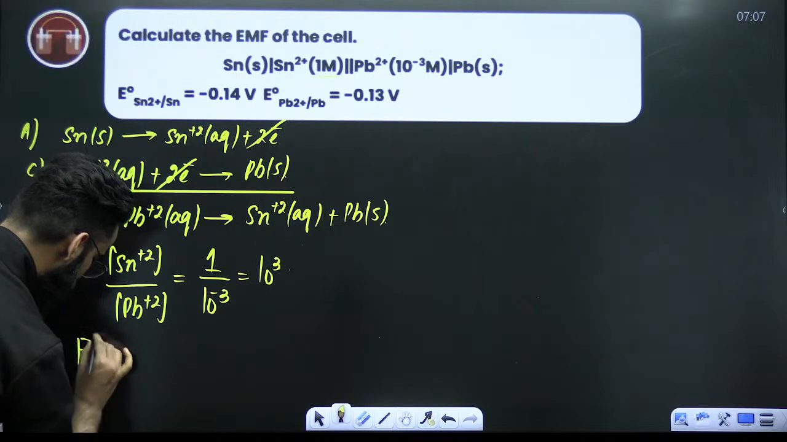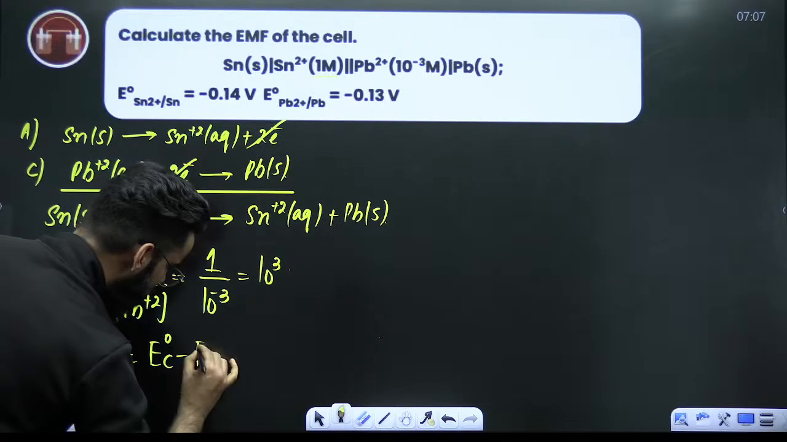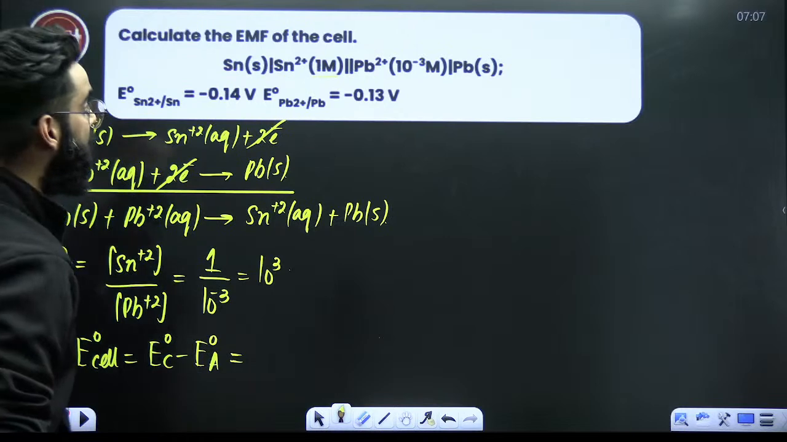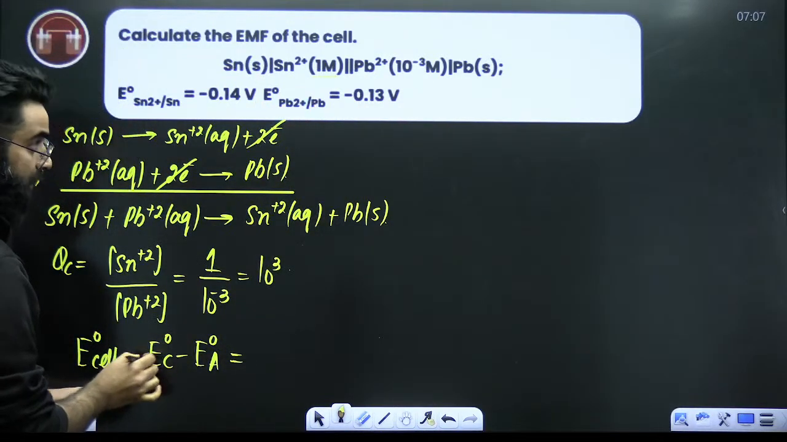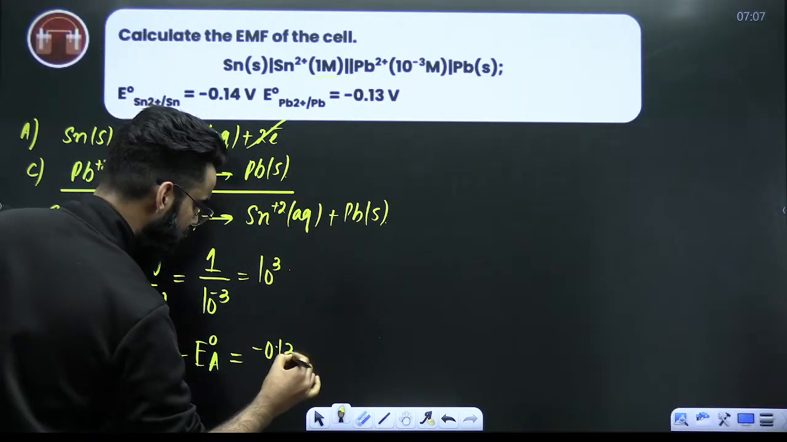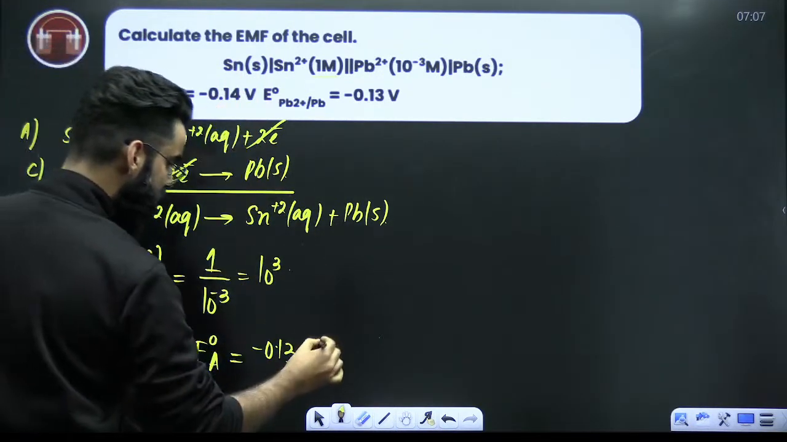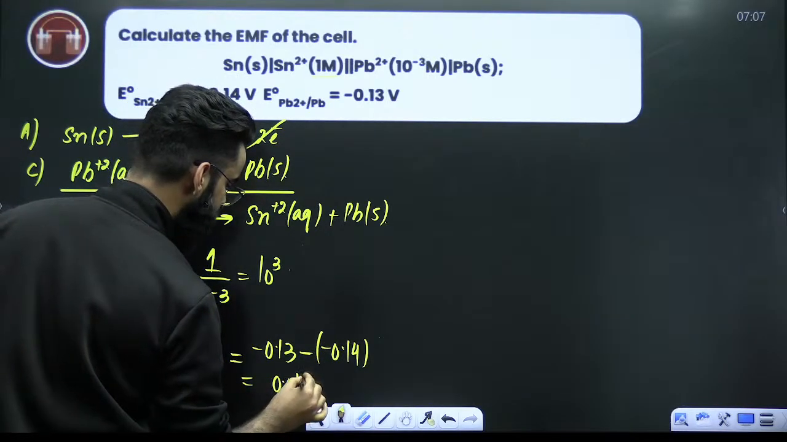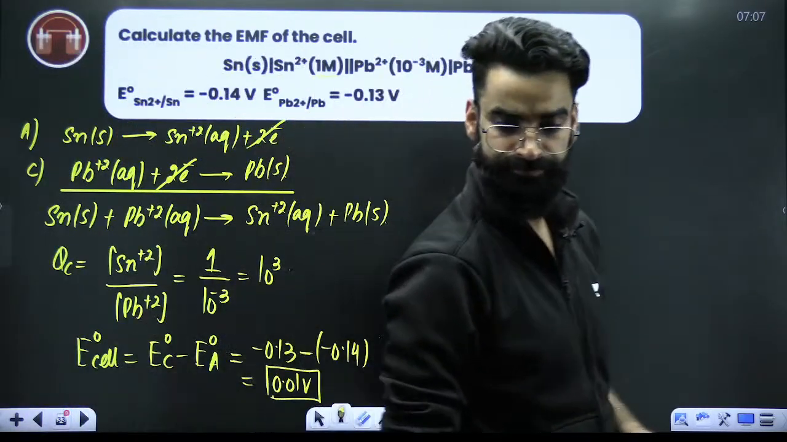After calculating QC, you'll be calculating E naught cell. How do we get the E naught cell? E naught cell is going to be E naught of cathode minus E naught of anode, right? Now, which one is your cathode and which one is your anode? Cathode is lead, anode is tin. So SRP of cathode, the SRP of lead, which is minus 0.13, minus SRP of anode, SRP of tin, which is minus 0.14. The value exactly comes out to be 0.01 volt. So this is your E naught cell as well.